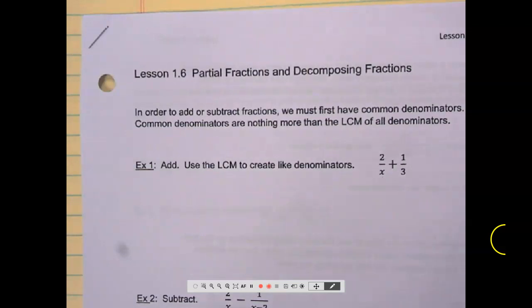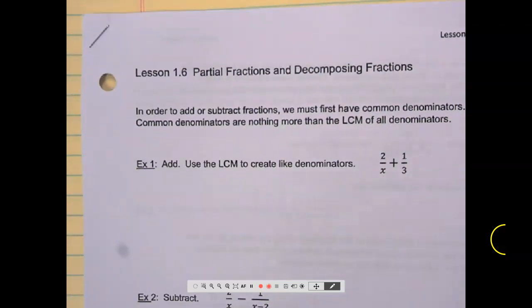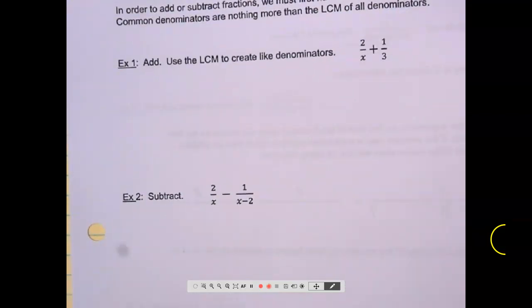But before we get there, we're going to do a few examples where we just add fractions. So we're using that least common multiple concept again to get least common denominators. And then we'll work backwards. We'll take a fraction that's already been added, and we're going to figure out what two fractions added to give us that. So we're going to do in reverse what we're about to do first.